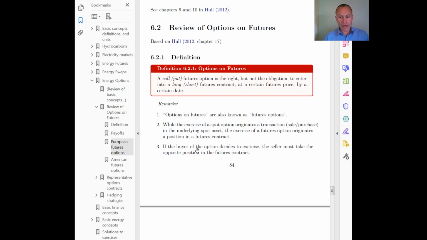So the buyer of the option is the one that decides to exercise, the one that has purchased the option some time ago. Now it holds the option, so we call this either the option holder, or the option buyer, or the long option. So this is the counterparty that decides whether or not to exercise. And if he decides to exercise, the other counterparty in the option has to take the opposite position in the futures contract.